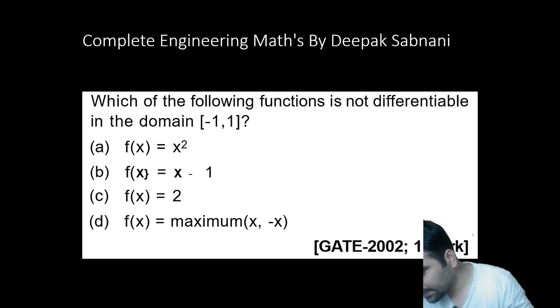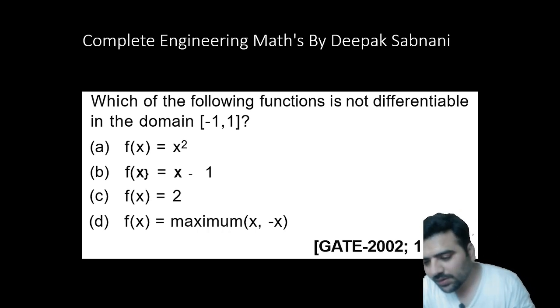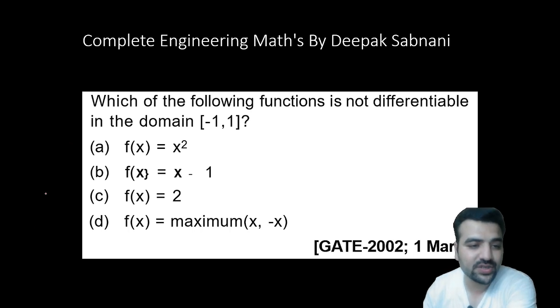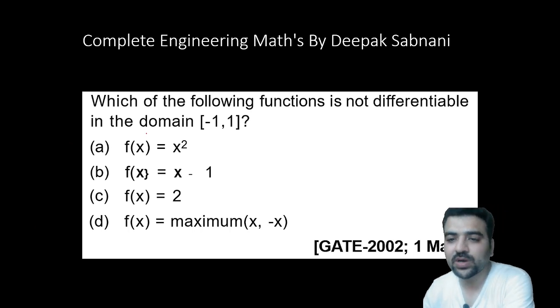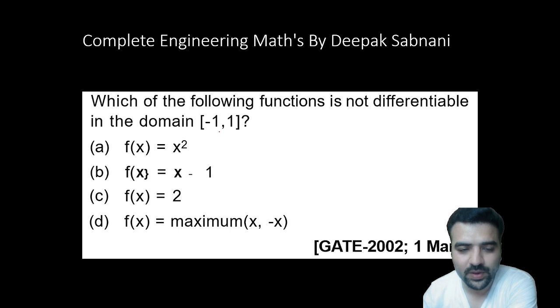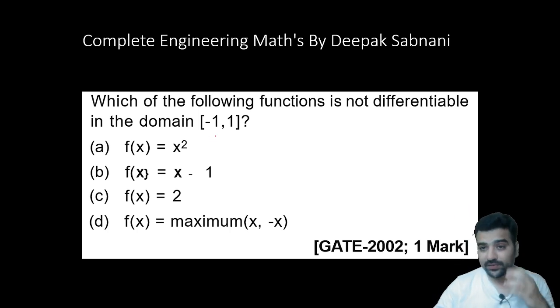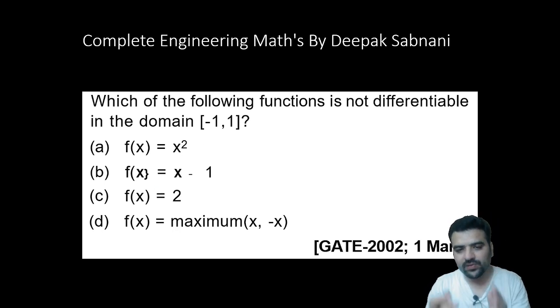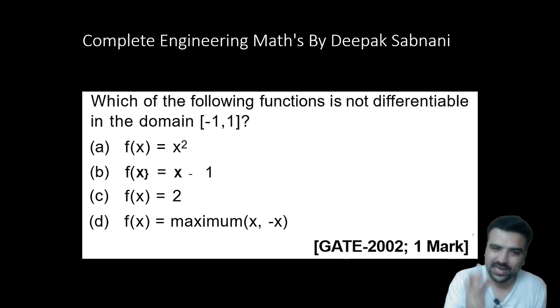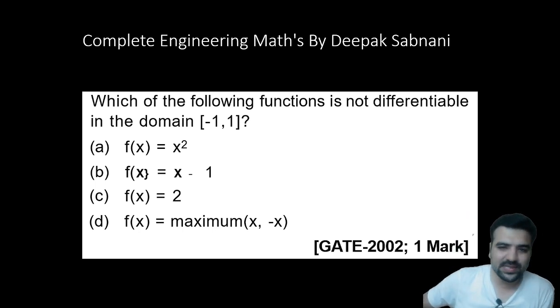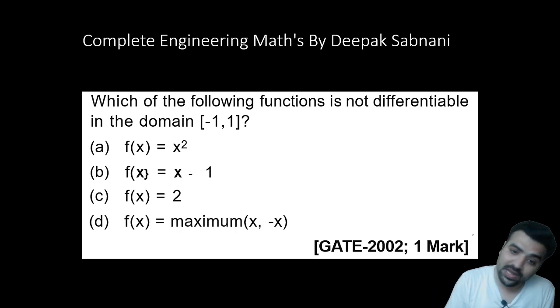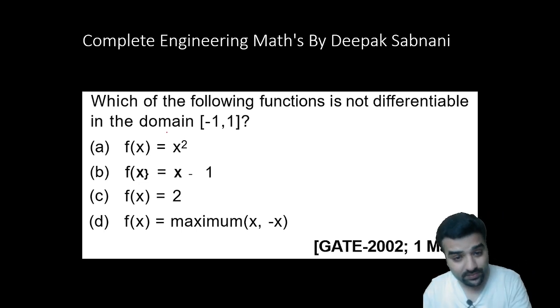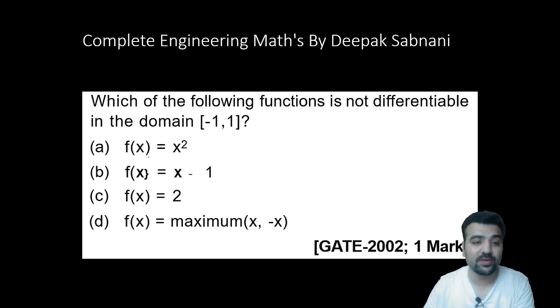The question is asked in GATE. Which of the following functions is not differentiable in the domain minus 1 to 1? We have to check which is not differentiable. Now, if you see here, there are a few functions and these are very simple functions to plot. I always prefer that if you can solve it by the basic method of differentiation. But I prefer to solve it by graph, because if you know the graphs of easy functions, then it is better to solve it by graph.